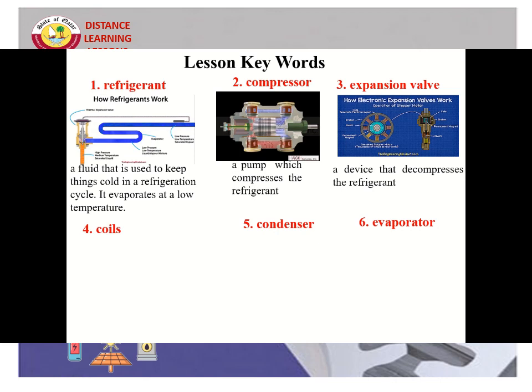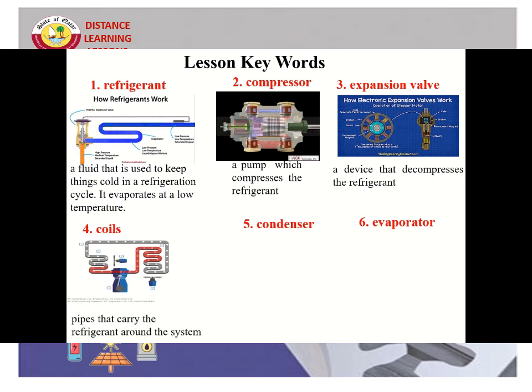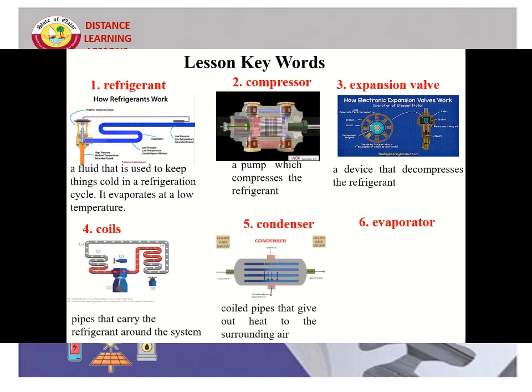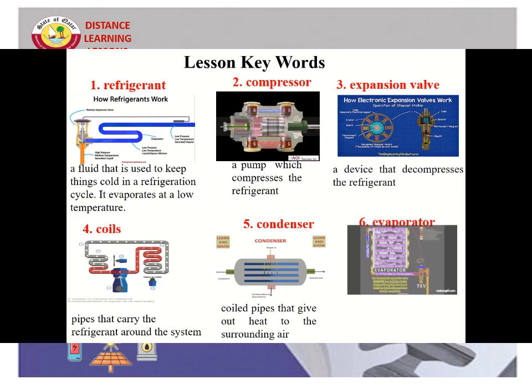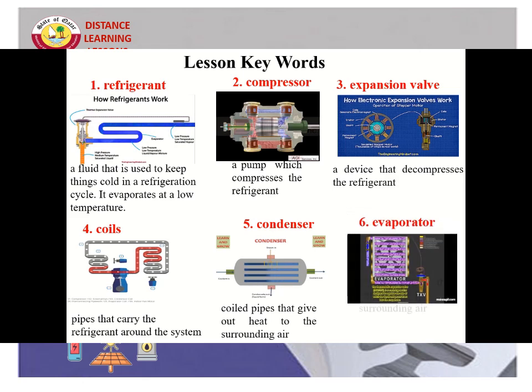And then we have the coils. These are pipes that carry refrigerant around the system. And then we have the condenser. They're coiled pipes that give out heat to the surrounding air. And then we have the evaporator. They're coiled pipes that extract heat from the surrounding air.